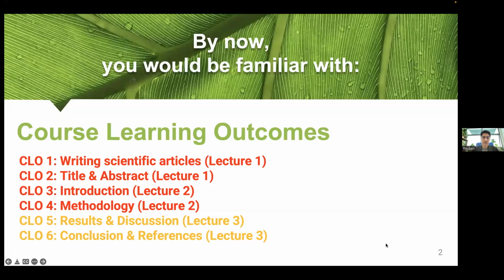I hope most of you will be familiar with the ones in red here. We went through writing different kinds of scientific articles in lecture 1. We've covered a bit about what makes a good title and good abstract. We also went into what makes a good introduction in lecture 2, followed by what a good methodology should have. And we're still going to revise that a bit after this based on your responses to the 3-to-1 form.